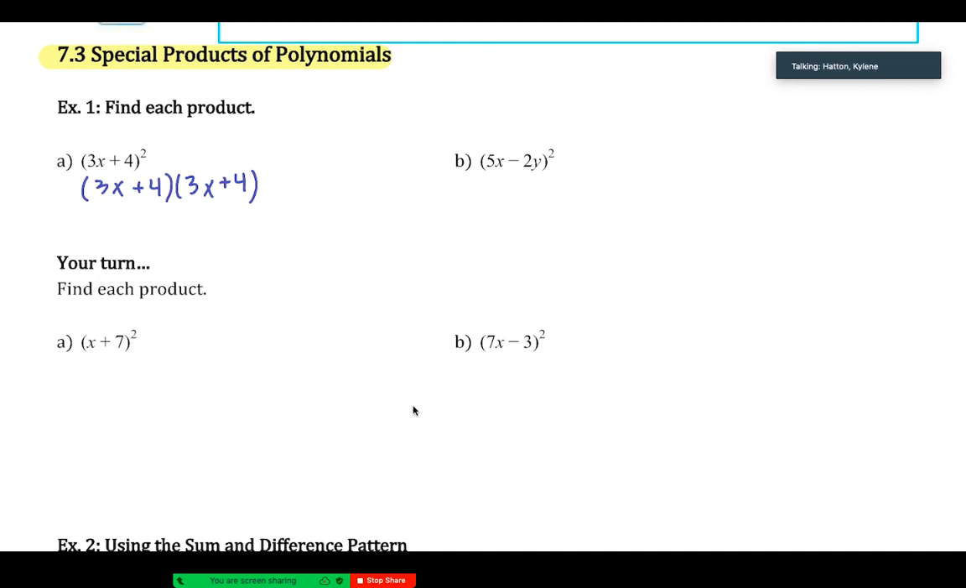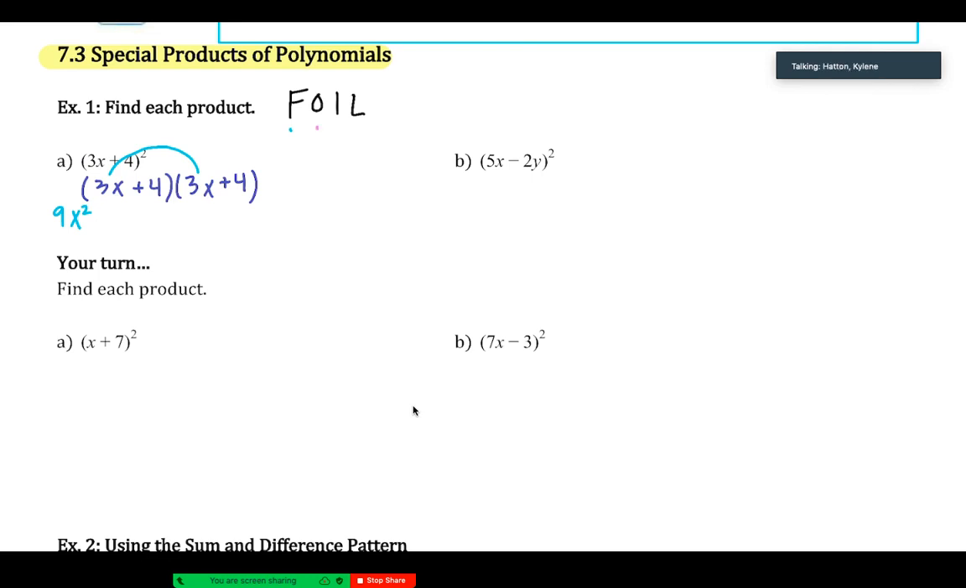So now that we have it set up as 3x plus 4 times 3x plus 4, we can go ahead and FOIL. Remember, FOIL is first, outer, inner, last. If I multiply the first term in each parentheses, that's 3x times 3x. So we'll multiply the 3s, 3 times 3, that's 9. And then x times x is x squared. So 3x times 3x becomes 9x squared.